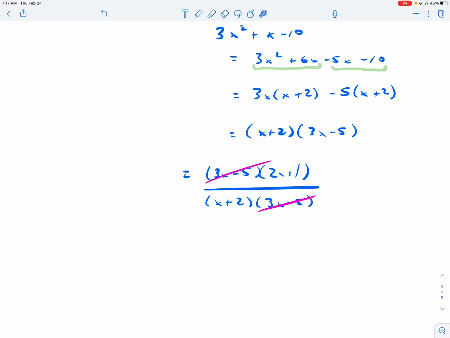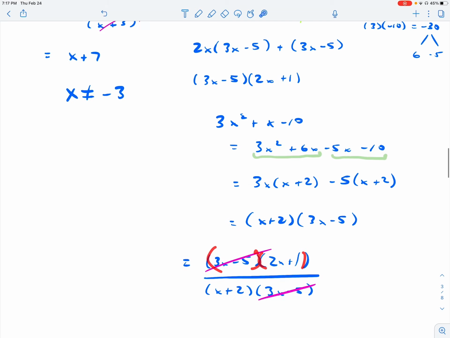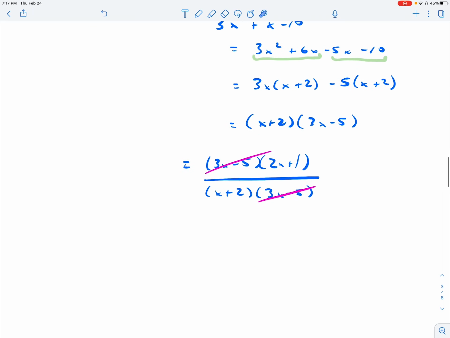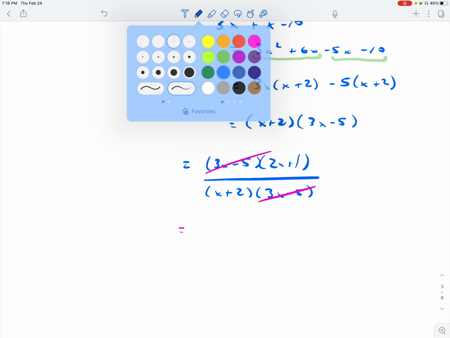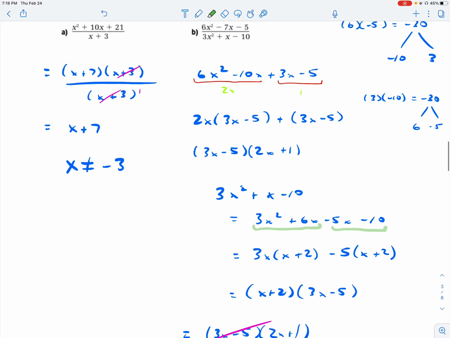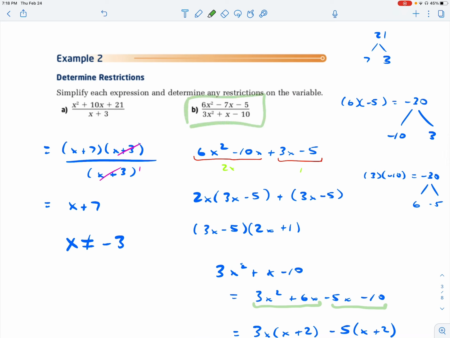I'm only canceling them out because it's in factored form. Notice I never cancel anything out when they look like terms, like the x squared and the x squared. That's totally wrong. So don't ever do that. Only cancel out common factors. Okay, so we just have 2x plus 1 over x plus 2. That's fully simplified. So this here is a simplified expression of that here.